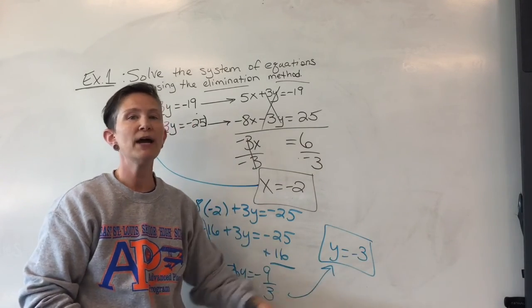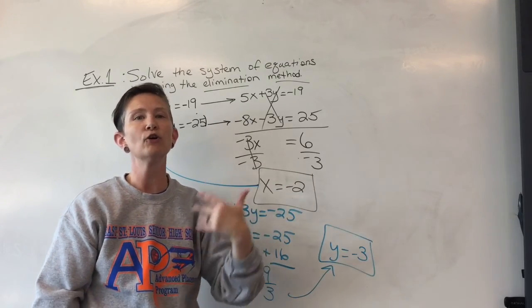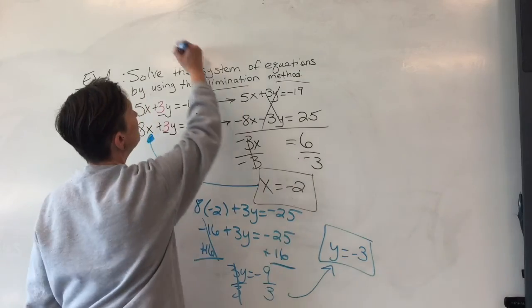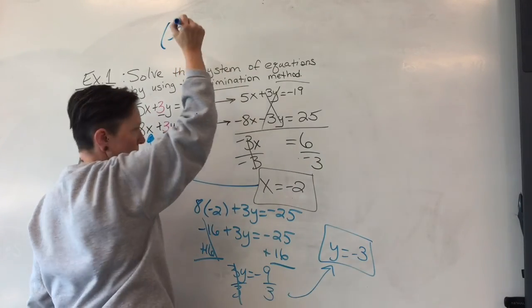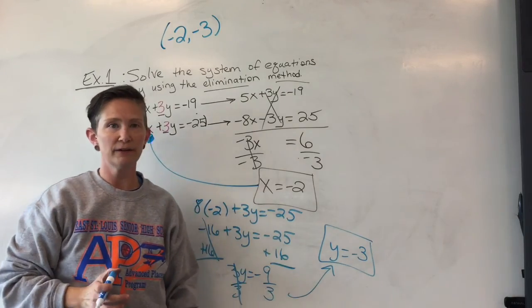Now that I've solved for y and have a value for y and for x, I can write my final solution as negative 2 comma negative 3.